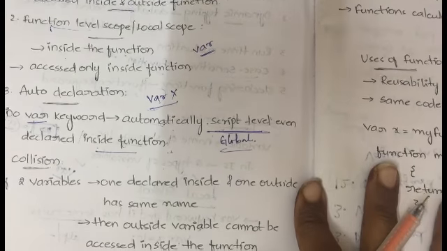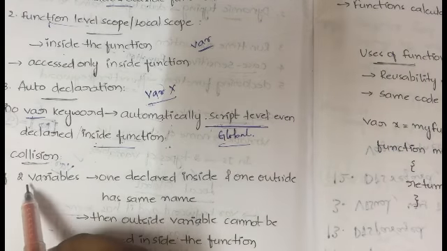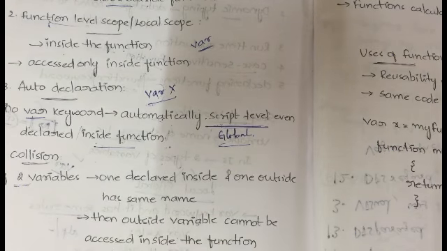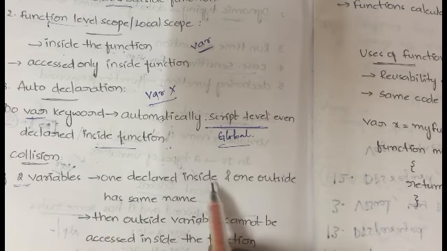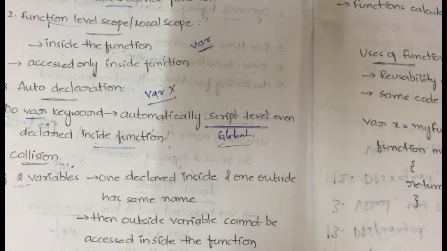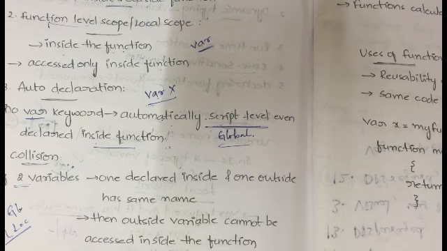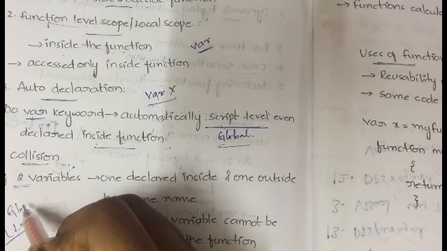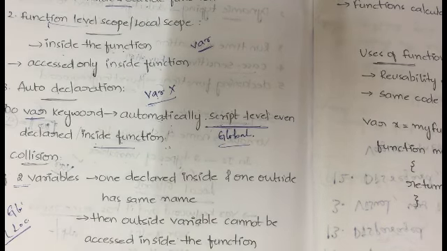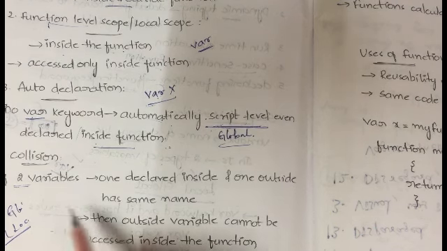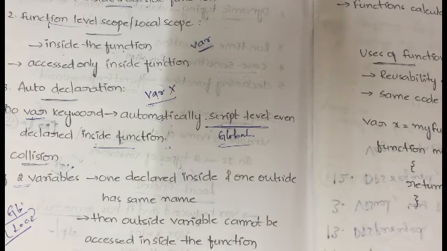And then we have collision. In collision, what happens is you will have two variables which have the same name, like one declared inside and one declared outside. Suppose one global variable and one local variable, both of them having the same name, then collision occurs, right? Because both of them have the same name. So then what happens is the outside variable cannot be accessed inside the function. That means the global variable cannot be accessed even inside the function. Inside the particular function, you cannot access the variable which is present outside the function.